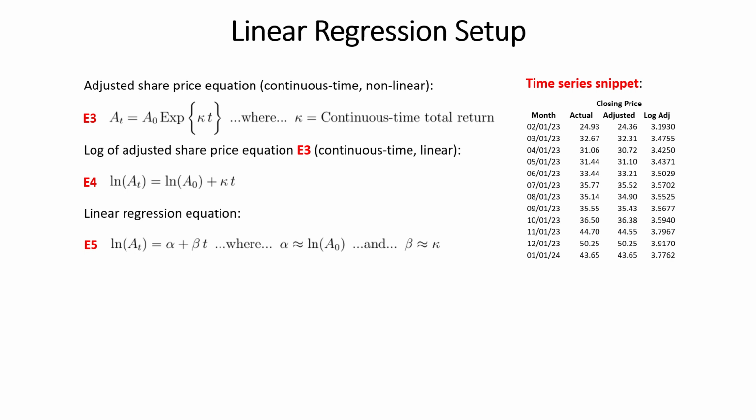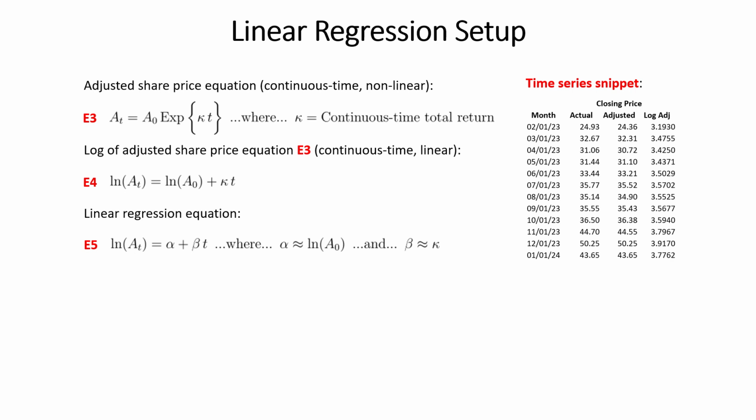Equation E3, that's our equation for adjusted share price. We took that from the previous slide, and if you remember, that's adjusted share price at any time t equals share price now times the exponential of kappa times t, and kappa is the continuous time total return. Notice that equation E3 is not linear. And linear regression obviously needs linear equations, or at least performs better when those equations are linear. So what we want to do is take equation E3 and convert it into a linear equivalent.